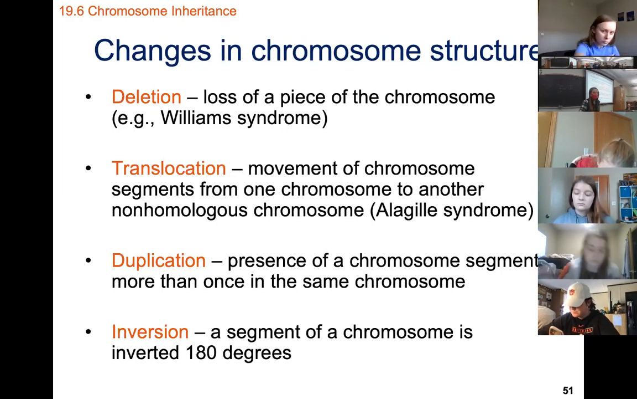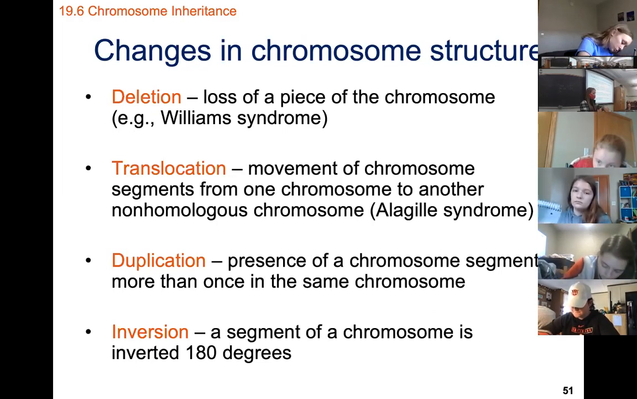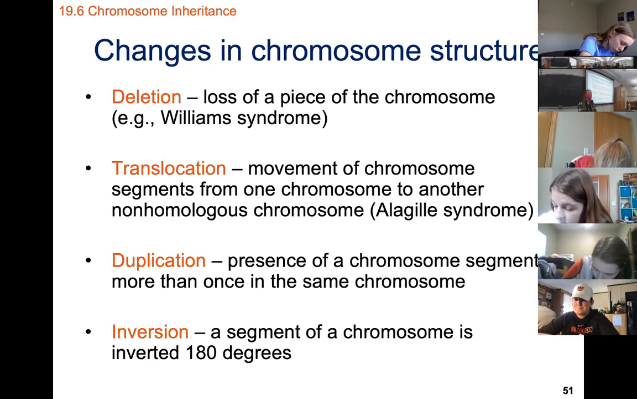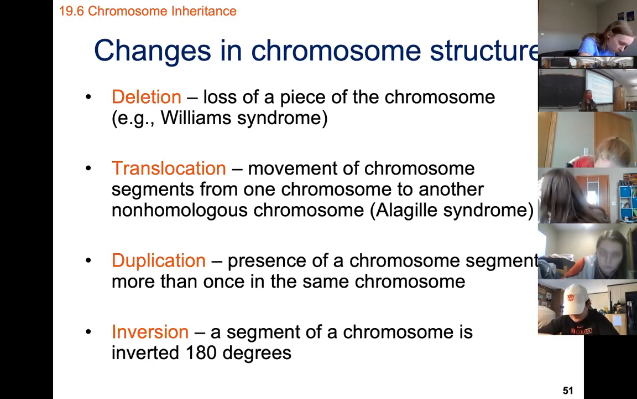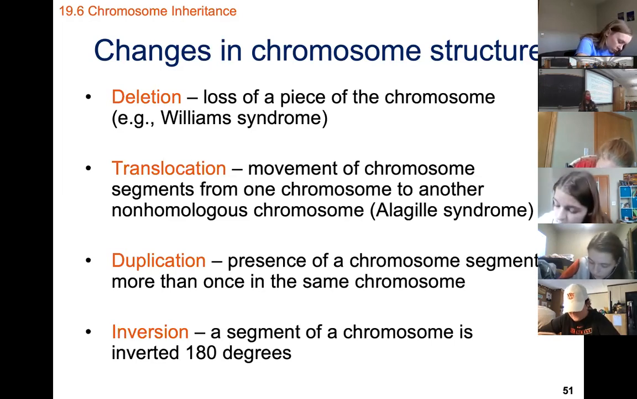There may be some changes in the chromosome structure. If there are changes in the chromosome structure, there are some ways in which that would happen. You could have deletion, which is essentially like when you type something wrong and you're like, oh, delete, delete, delete. That's the loss of a piece of a chromosome. If you have a chromosome that is like this, you would have Williams syndrome.